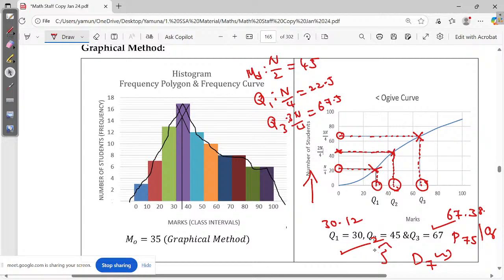So D7 here, 7n by 10. What value we got? 60? 63? Okay, so I thought you were telling the final value. 63 means somewhat closer to here only we get, right? Drop a line over here and over here.